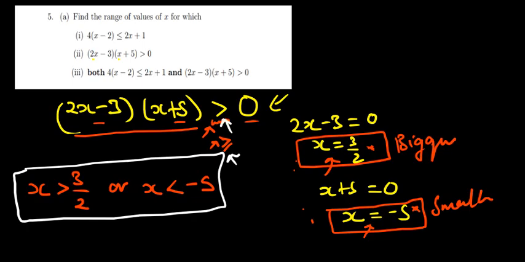So what if we had a less than, or less than or equal to? If you have a less than or equal to, your answer should be in this form. So x should be less than and greater than. You put your bigger number here.